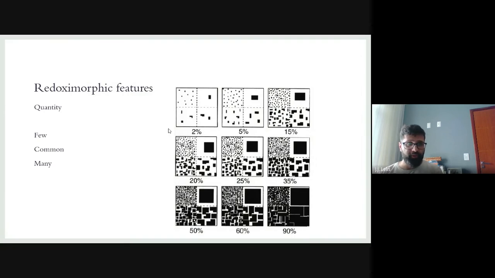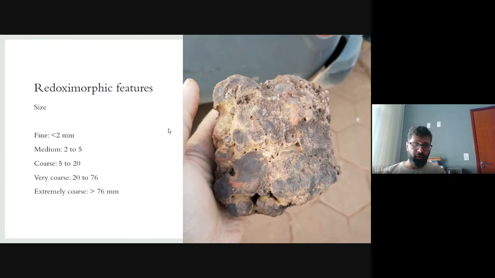We should describe the quantity of these materials because it helps us a lot to understand the intensity of the migration of iron, the variation of the water table, the concentration of the iron. We also should describe the size of these materials because it also expresses the intensity of the formation of these materials. If I have extremely coarse or very coarse materials, then the migration and the concentration of iron or manganese was very intense.